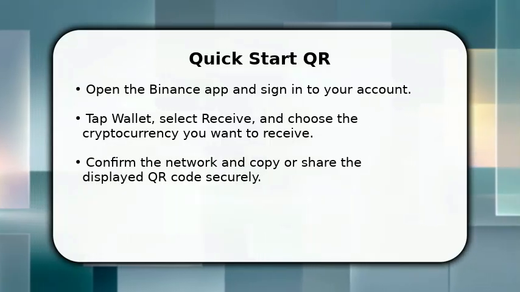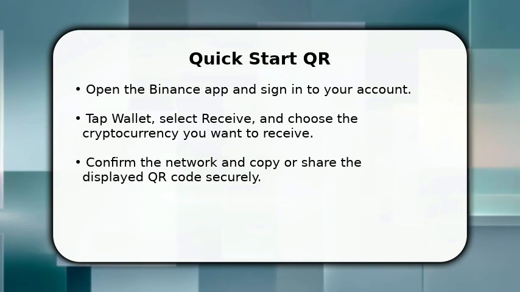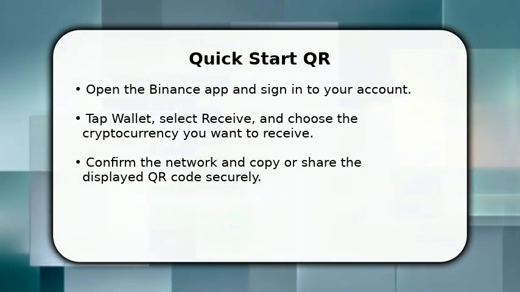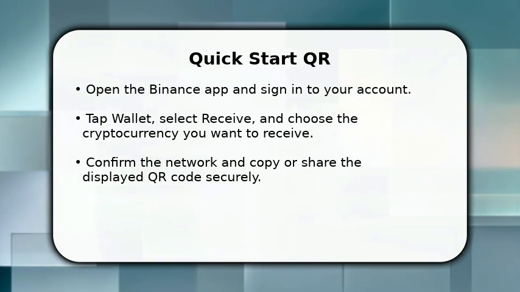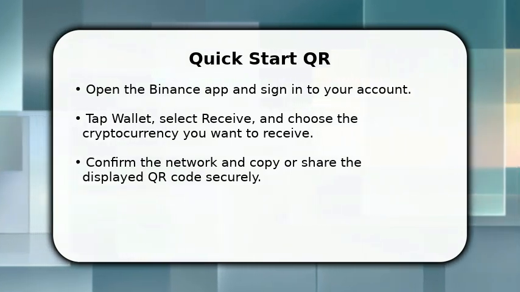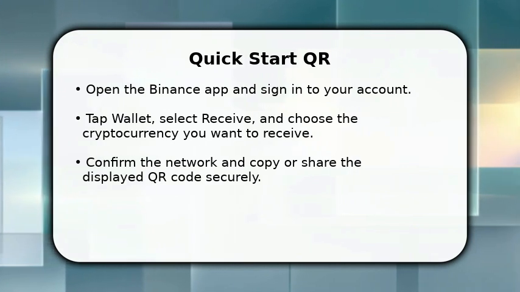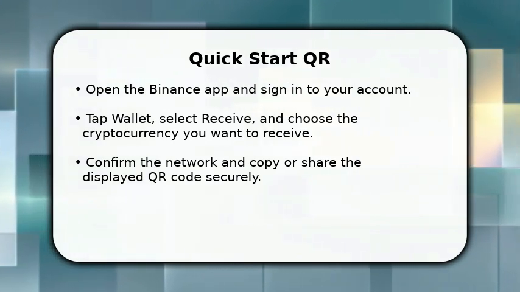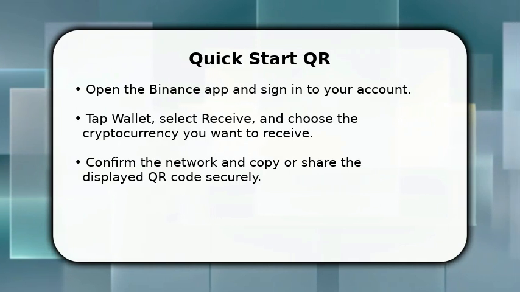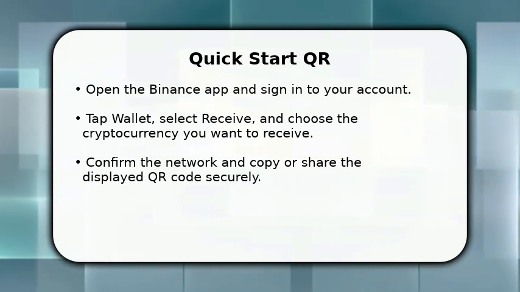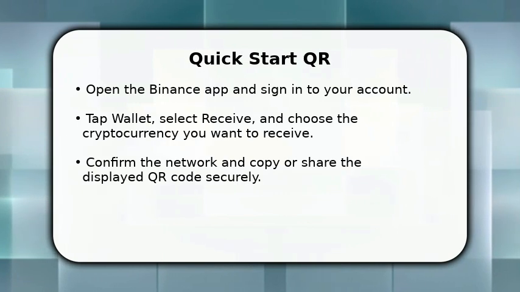In this video, I will explain how to get Binance QR code, full guide. Open the Binance app and sign in, then tap Wallet and select Receive to begin generating a QR code for any coin. Choose the correct network to avoid loss, then tap the QR image to enlarge, save, or share it. Always verify the address visually and with a small test transfer before sending larger amounts.